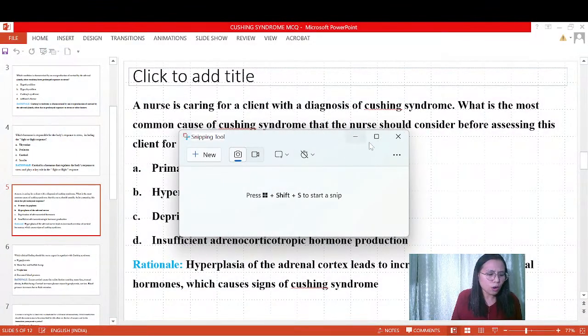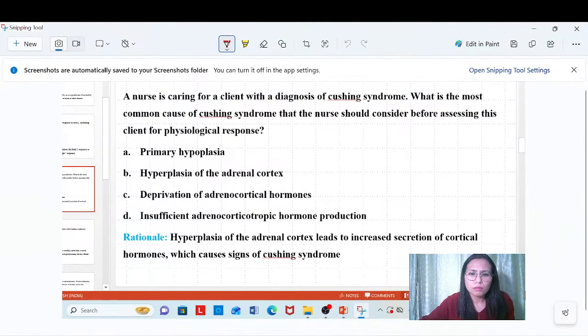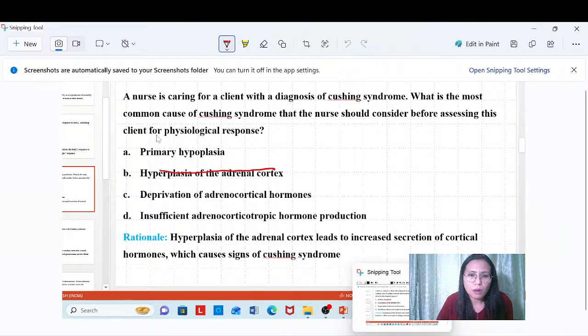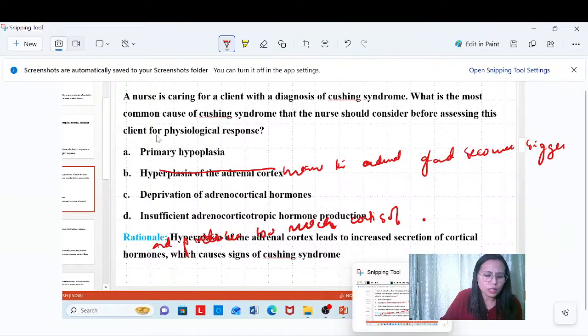Hyperplasia of the adrenal cortex means the adrenal glands become bigger and produce too much cortisol. This leads to an increase in the cortisol. So this is the common internal mechanism of Cushing syndrome.